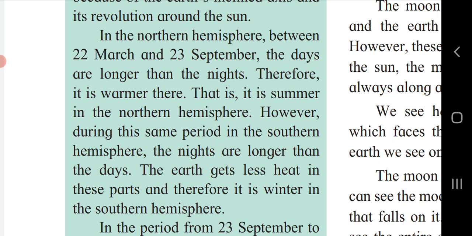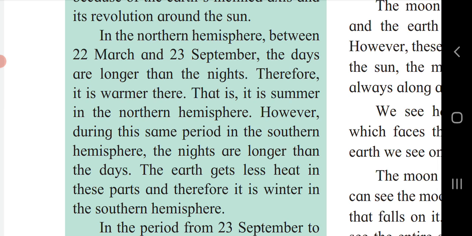During this time, there is summer in the northern hemisphere, due to which the days are longer and nights are shorter. During this same period, the nights are longer and the days are shorter in the southern hemisphere. So it will be opposite in the southern hemisphere. What we had seen in the northern hemisphere, the nights are shorter and days are longer. But in the southern hemisphere, the nights will be longer and the days shorter. It will be totally opposite in the northern and southern hemispheres.